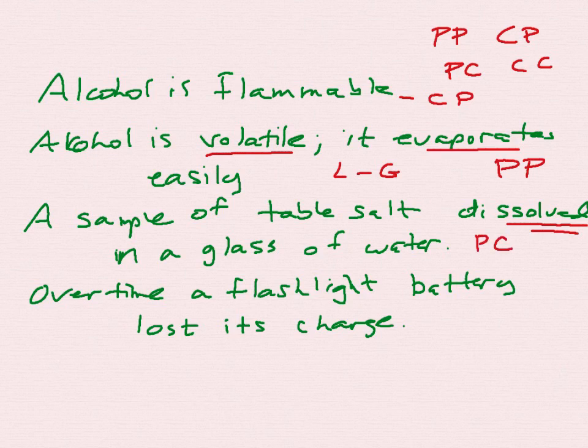Over time, a flashlight battery lost its charge. Well, a battery loses its charge because the chemical reaction stops because you ran out of fuel in the battery. One of the reactants got used up and you ran out of stuff. So if it's decharging the whole time, that's a chemical change. You cannot get it back unless it's a rechargeable battery. Then you can apply electricity and get it to come back.